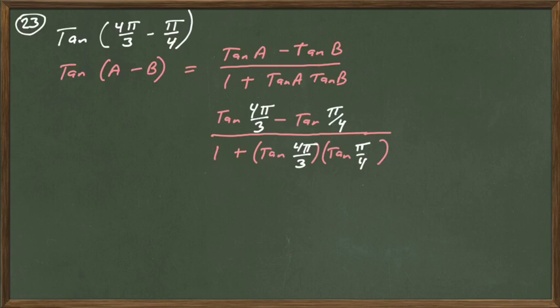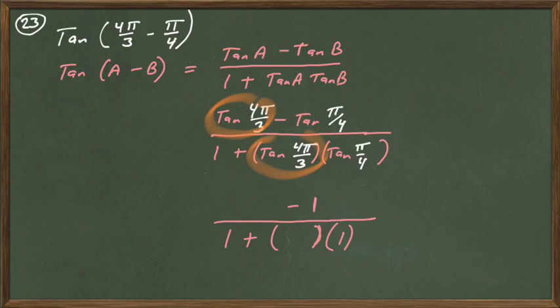Now we're going to figure out what these values are. Tangent of pi over 4 is pretty easy. It's 1. So wherever I see the tangent of pi over 4, I put a 1. That's 1 on top and 1 on bottom. Now, I need to figure out the tangent of 4 pi over 3, correct?